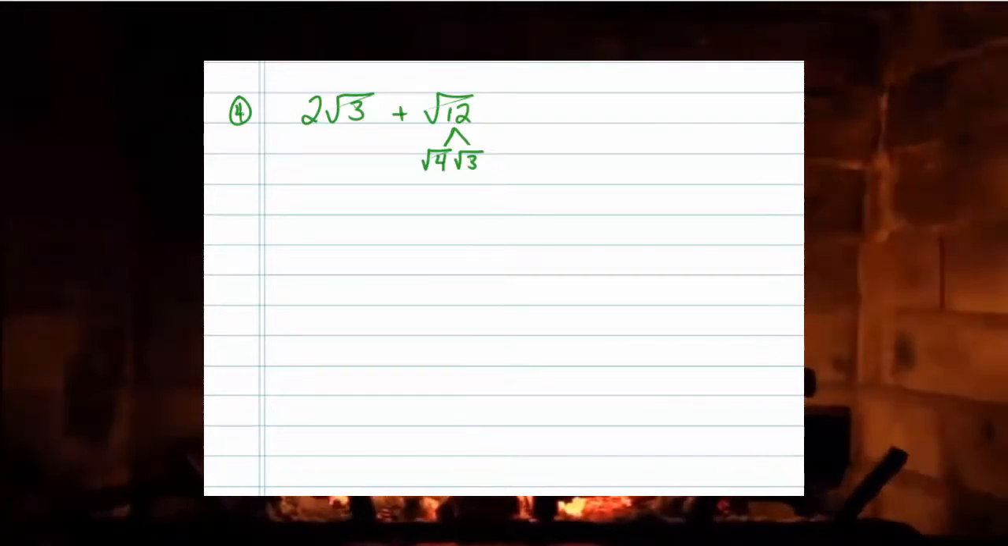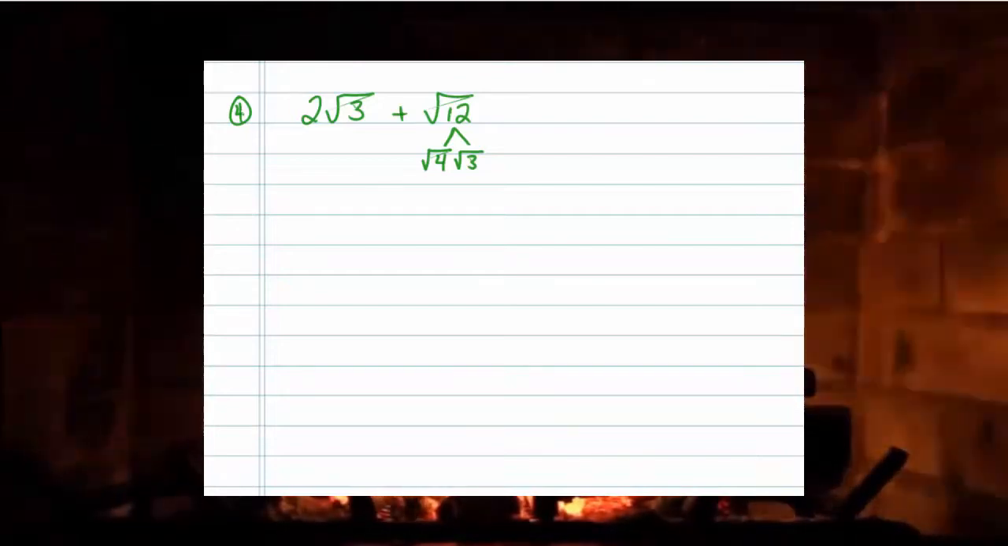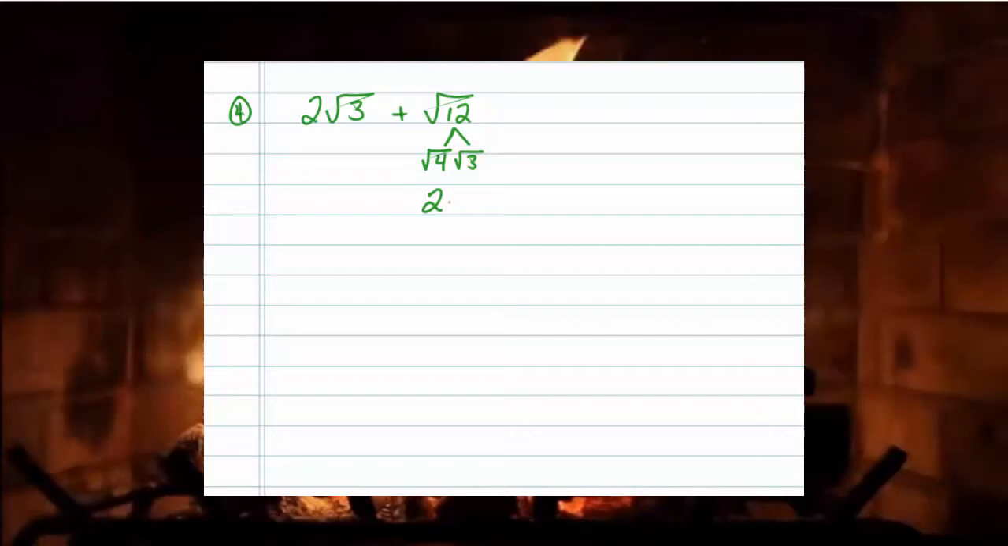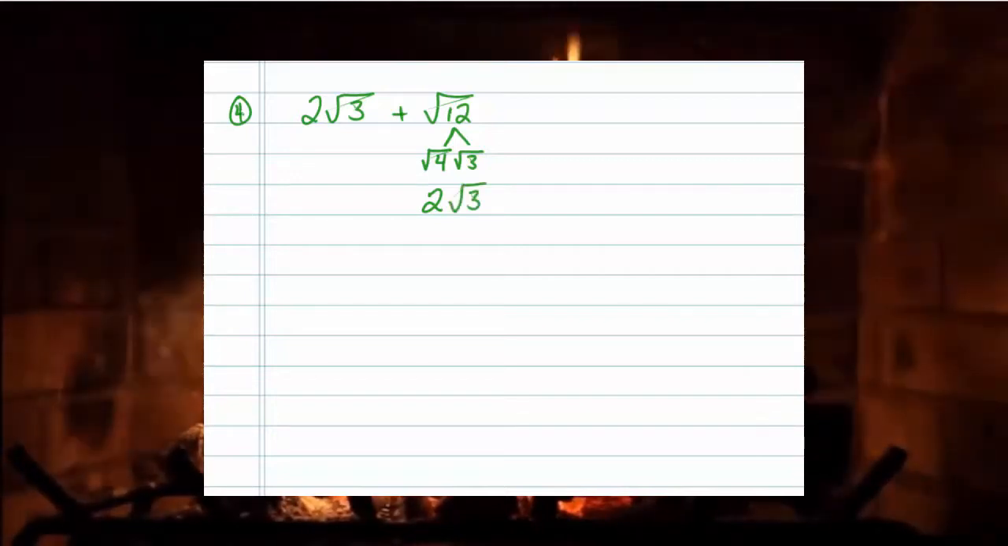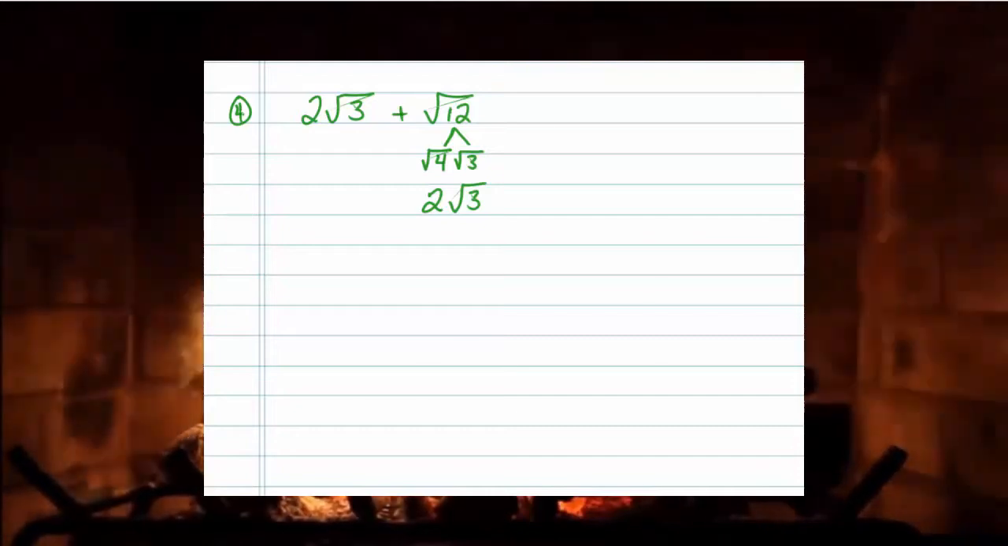The reason we're looking for perfect squares, it's very easy to simplify perfect squares. The perfect square, square root of 4, simplifies to 2, and that leaves us with it sitting next to the square root of 3.